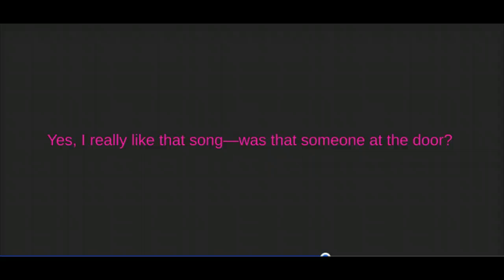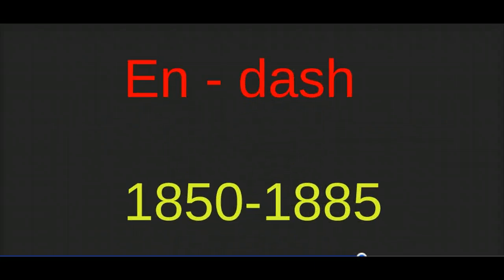You can use them in an informal way, and it's really debatable whether you'd want to do this in a piece of examination writing, but you can use it to suggest broken off thought. I really like that song. Was that someone at the door? This kind of, I've been interrupted in what I was thinking about. You can use them in writing to argue, if you're getting really passionate about your thoughts when you're writing a persuasive piece, but mostly it is an informal style of writing.